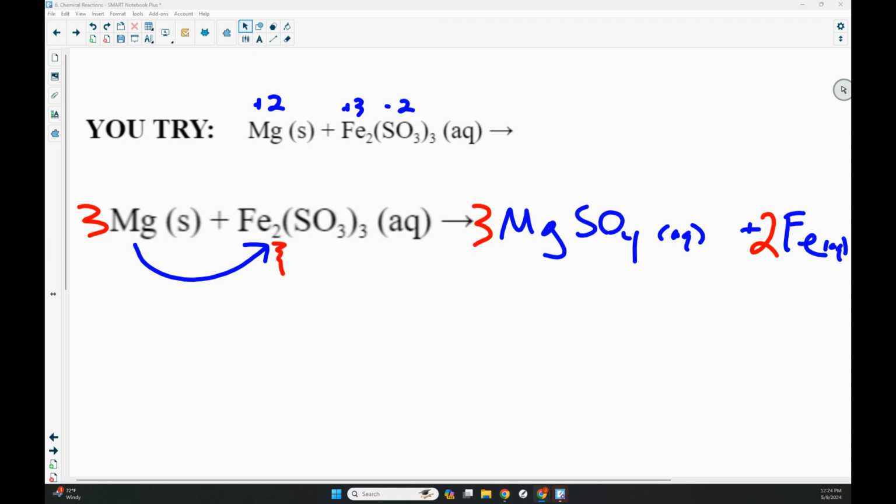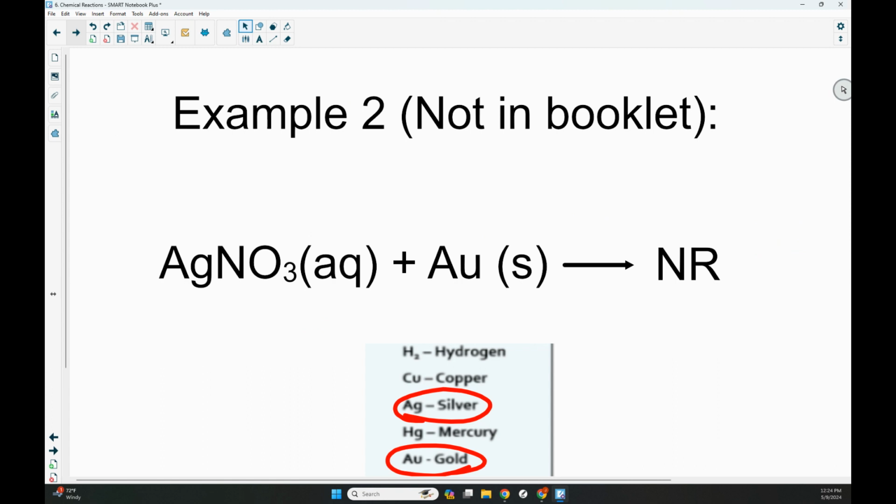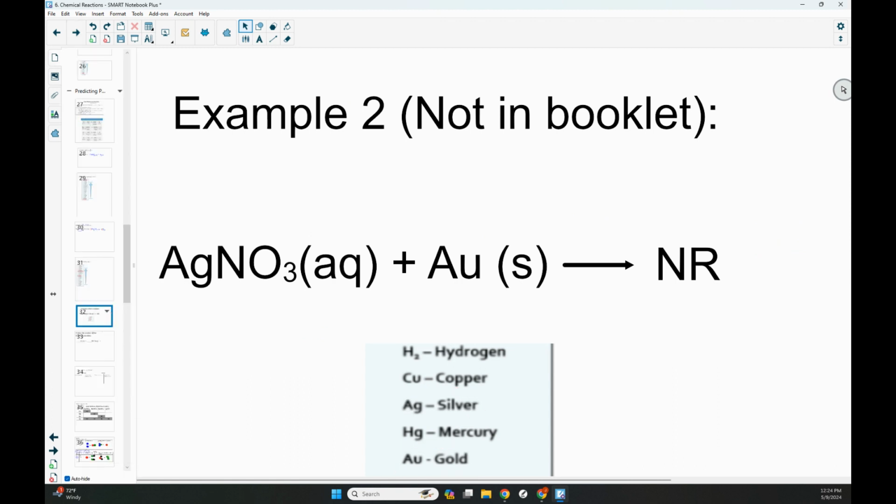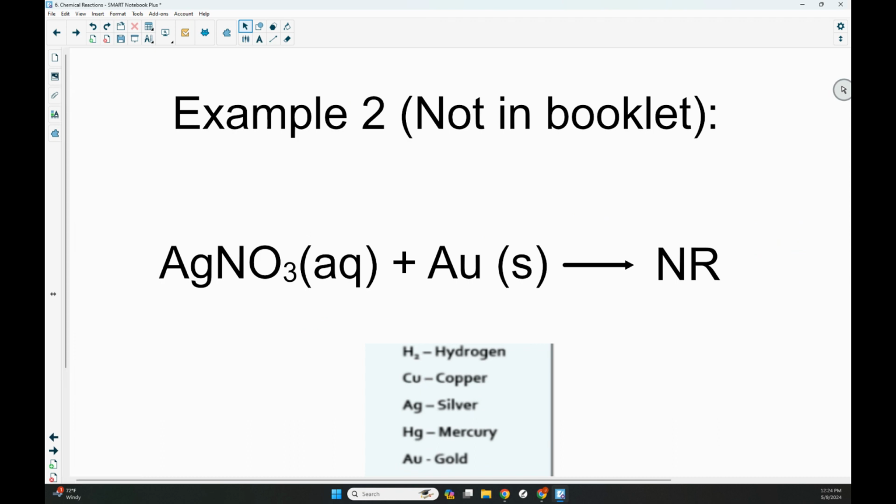Okay, last example, and this one isn't in your booklet, but you can write it down. It's a quick one. Just wanted you guys to be aware of this scenario, because you're going to see 1 or 2 of these. We have silver nitrate up here, again, reacting with gold. You guys recall what I said about gold? It is the least appealing of all the cations, okay? So nothing happens here. The nitrate looks at gold, and again, paradoxically, is like, nah, I'm good. I'm going to stay with my dance partner. Okay, so no reaction happens.